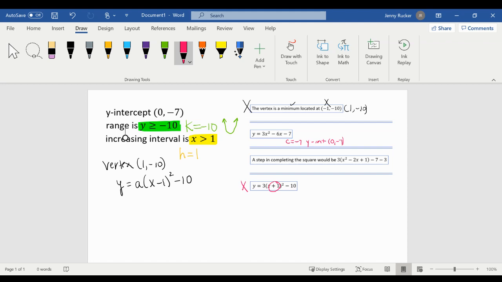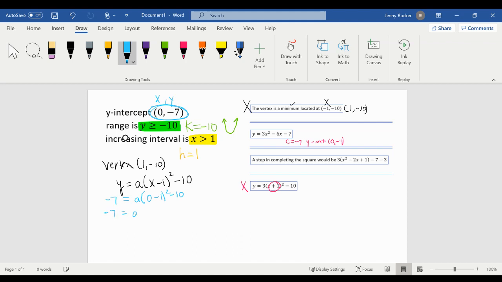So I need to find my a. How can I find a? I haven't used this 0, -7 in my vertex form yet, and I can use that as an xy ordered pair. So I'm going to take that y value of -7 and substitute it in, take the x value of 0 and substitute that in. Now I can solve for a.